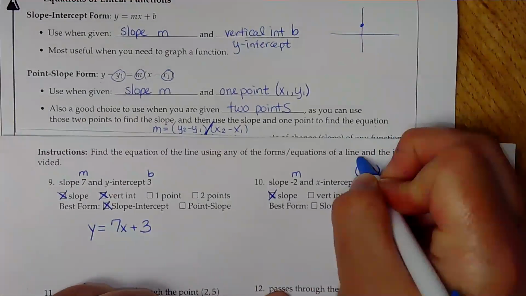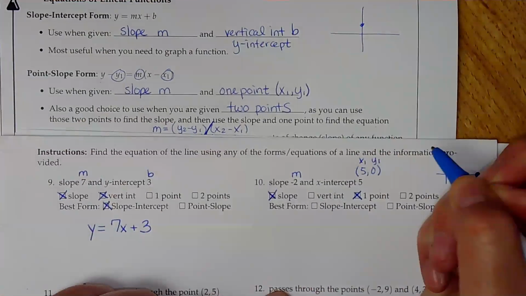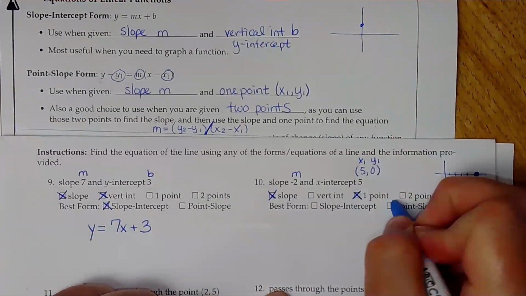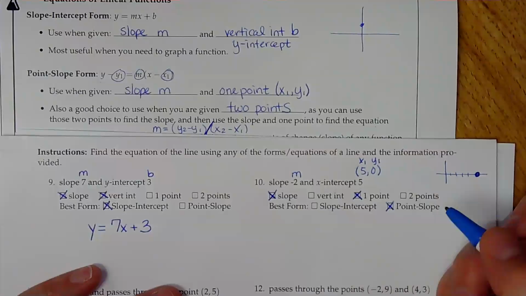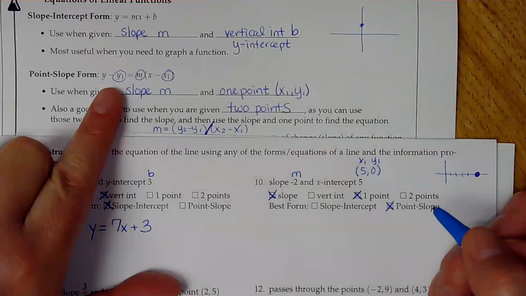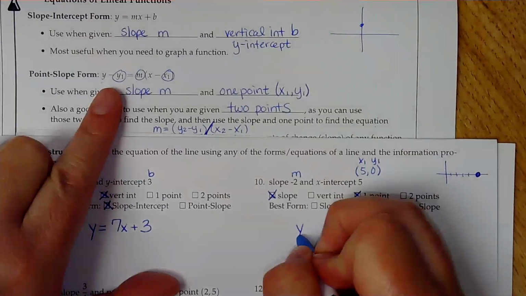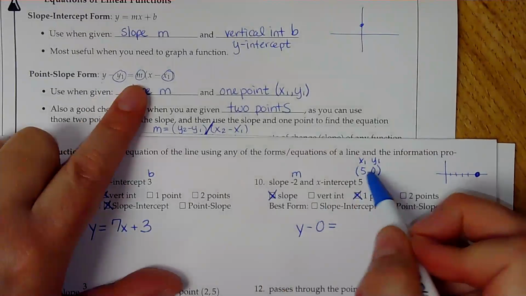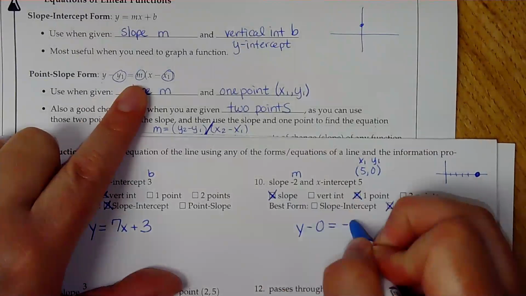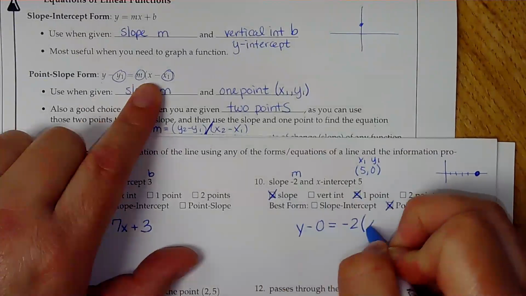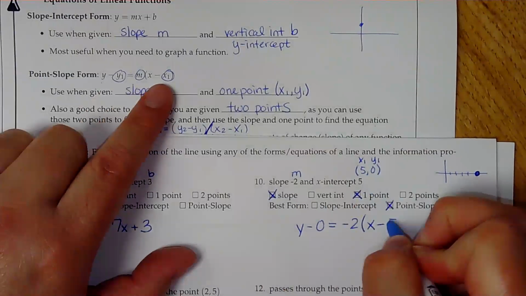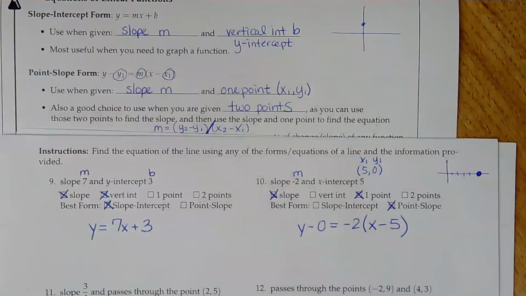So it gives me an x1 and a y1. So since I have a slope and one point, I'm going to use point slope form. And here's my point slope form. So I have y minus 0, so that's my y1, is equal to m. So my m is -2. And then it's x minus x1, and x1 is 5. So there we go. There's number 10, and that's all you need to do for that one.